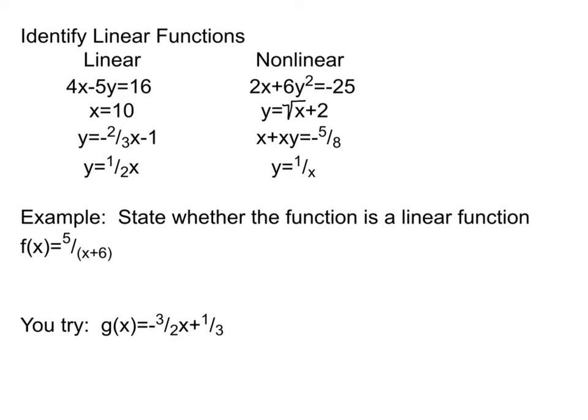This first form, that 4x minus 5y equals 16, that's actually in standard form. The second one, x equals 10, will be a vertical line. Anytime it says x equals and then it's just a number, that's a vertical line. So it's not a function actually, so maybe we shouldn't call them functions, maybe we should say linear relationships, because x equals 10 is definitely not a function.